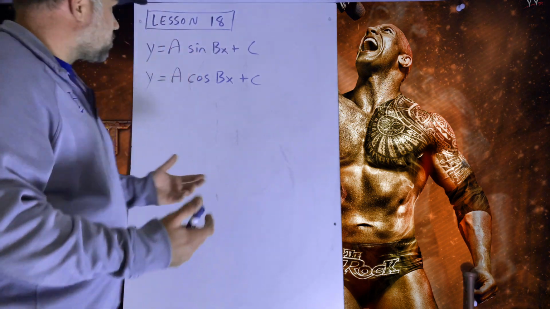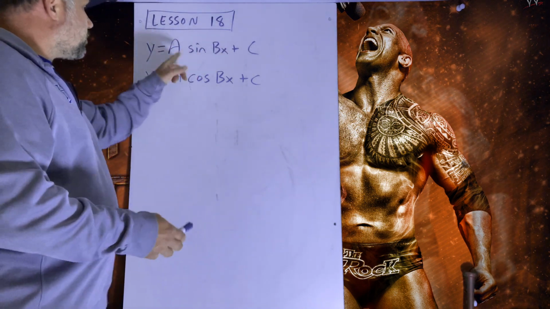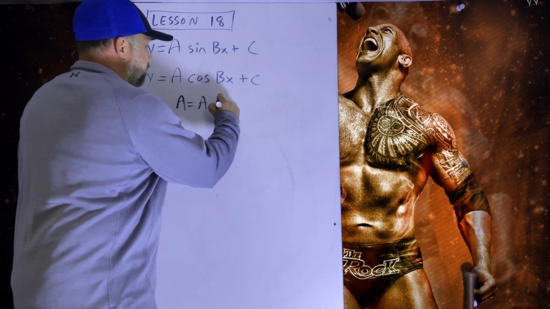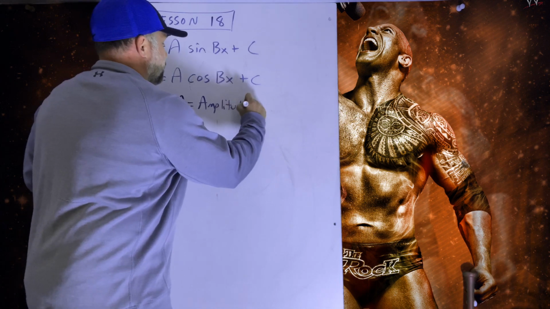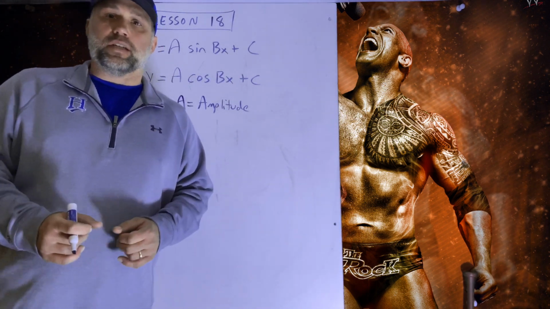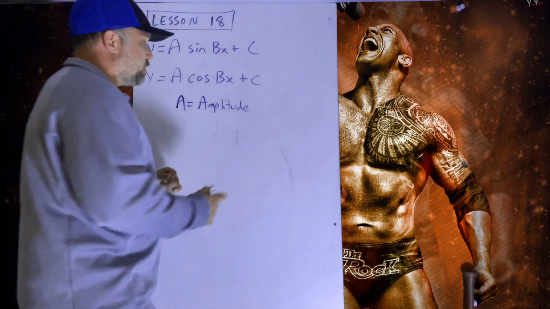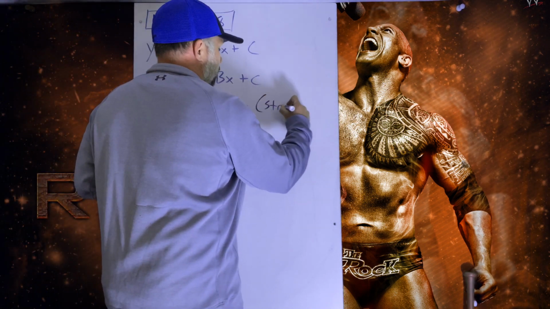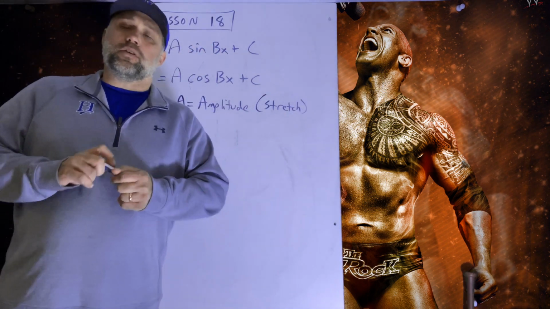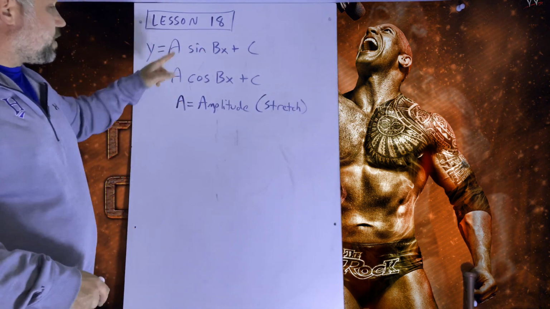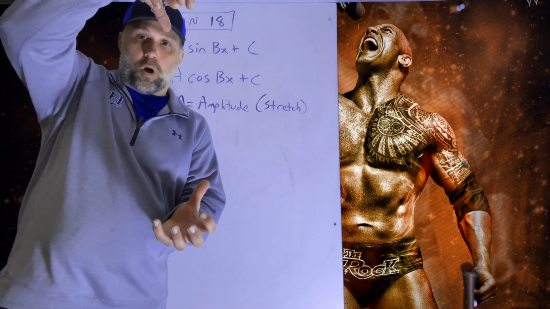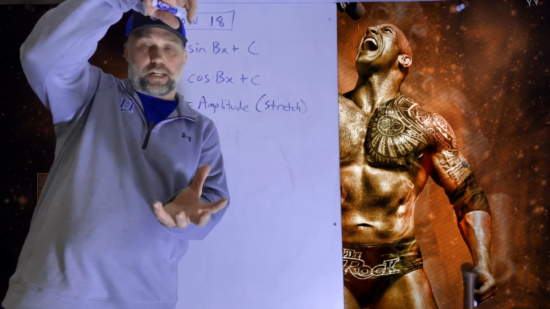So let's talk about what these things are. This A value has a name. It's called the amplitude of the graph. That's a word that you should know for graphing sine and cosine. We'll refer to that often as the stretch of the graph. So what you should have noticed is when you change this A value to a larger number, your graph gets stretched taller. That's called the amplitude changing of the graph.